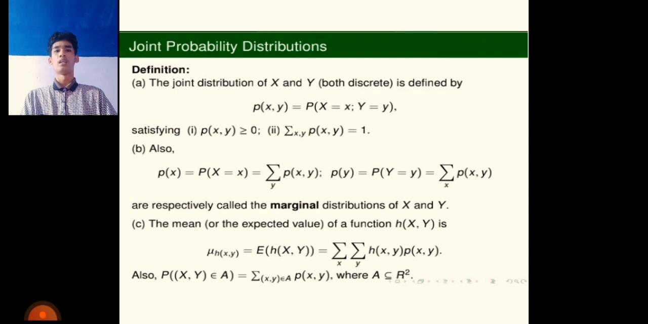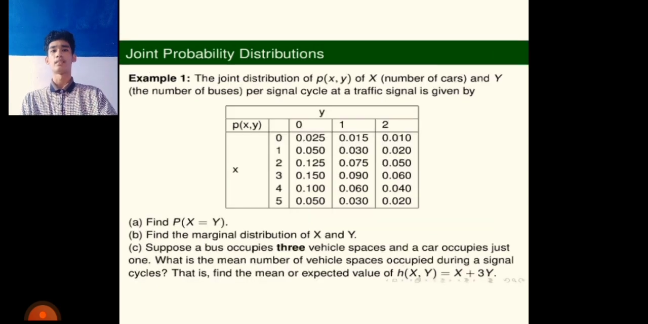So, the joint distribution of x and y, both discrete, is defined by the probability of x and y equals the probability of X equals x and Y equals y. And this is the marginal distribution of x and y, the formula.